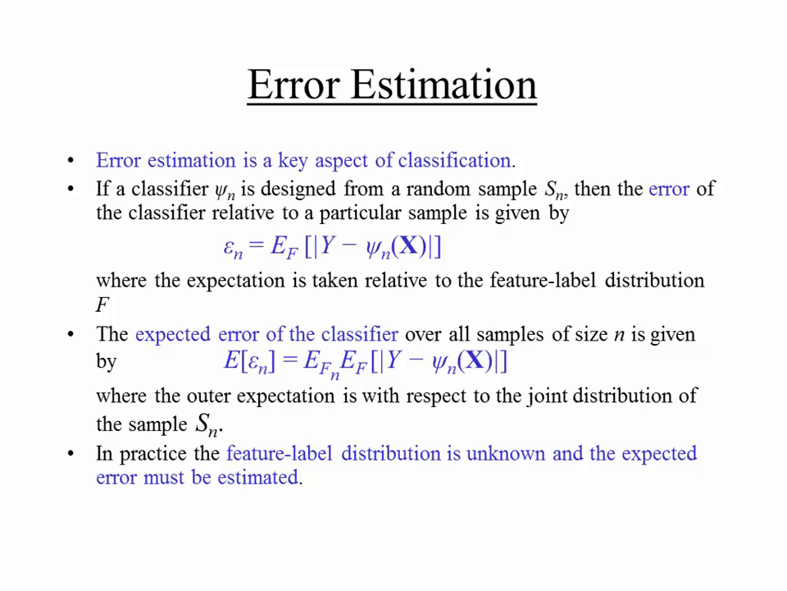But again, that is also a random variable, right? So you have to take one more expectation, over the joint distribution of the samples Sn, and that gives you the expected error of the classifier. In practice, the feature-label distribution is unknown. You don't know this distribution f, and the expected error must be estimated.